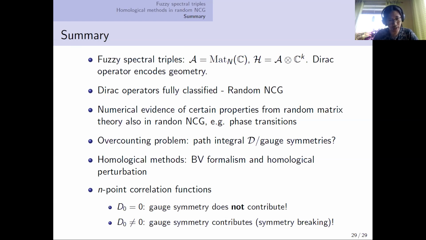So these endpoint correlation functions, we want to see if they receive any contributions from the gauge symmetry. In the case when we perturb around the zero Dirac operator, we don't see anything. However, as soon as we go outside of it, we get some contribution from the gauge symmetry. And it's essentially because of symmetry breaking.